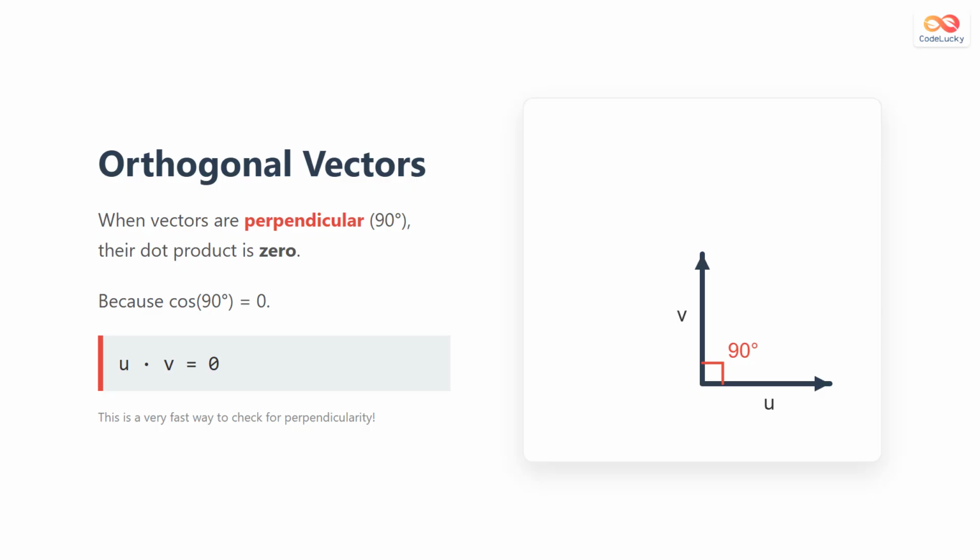This leads to a very important concept, orthogonality. If two vectors are perpendicular, the angle is 90 degrees. Since the cosine of 90 degrees is 0, the entire dot product becomes 0. This gives us a very fast and easy test to check if vectors are perpendicular.